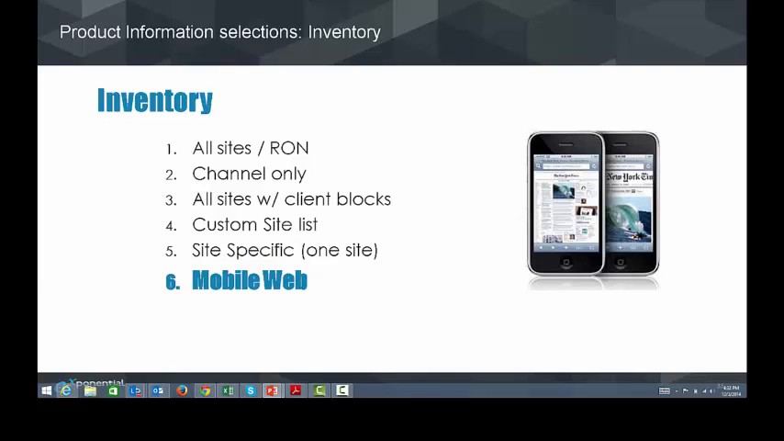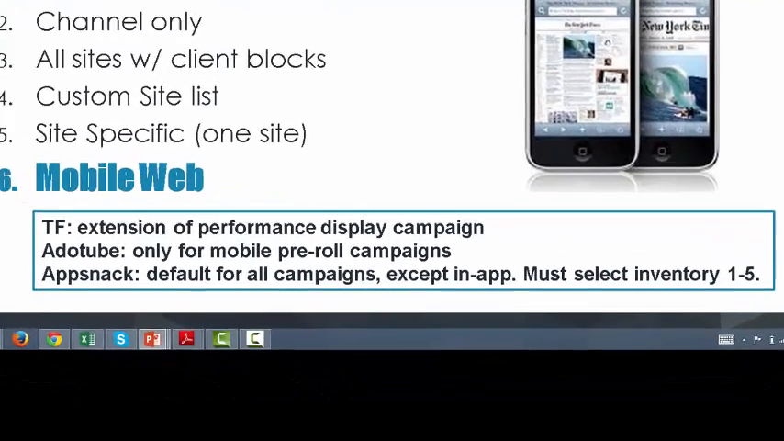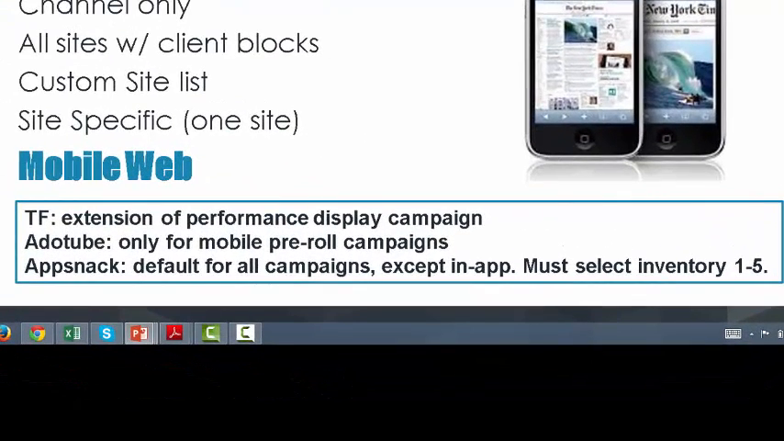Lastly is mobile web. This is targeting a site via a mobile device. Worth noting is the difference of this inventory for each division. It's not an option for Firefly campaigns. For Tribal Fusion, this would be selected when a performance display campaign wants to extend its reach onto mobile sites. For AddoTube, this would only be used for mobile pre-roll campaigns. And for AppSnack, mobile web is a default setting for all campaigns, except for in-app.